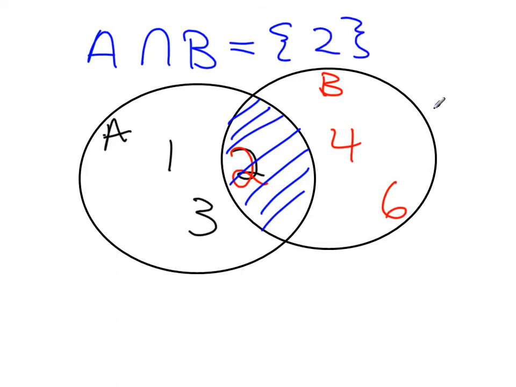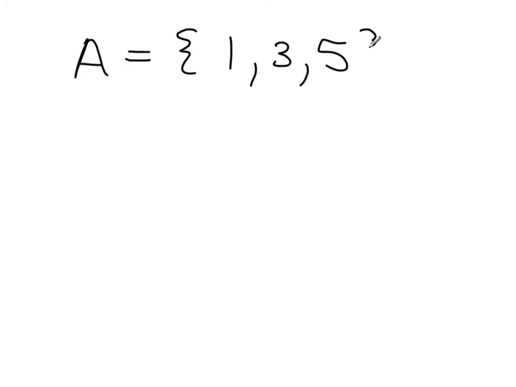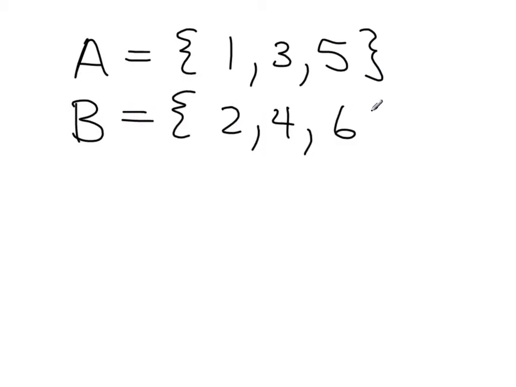Now, this leaves room for some doubt. What if they didn't have anything between the two? So let's give ourselves a new example. Let's say A is the set {1, 3, 5}. I'm using the first three odd integers. And let's say B is {2, 4, 6}. Not creative, right? First three even numbers.